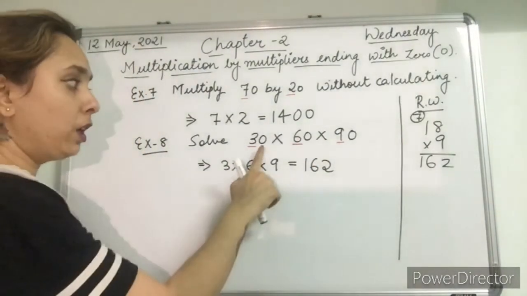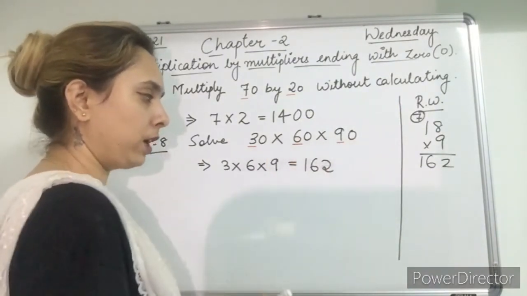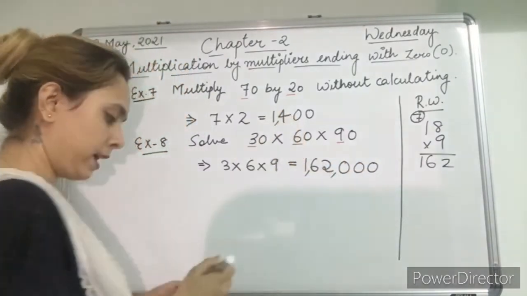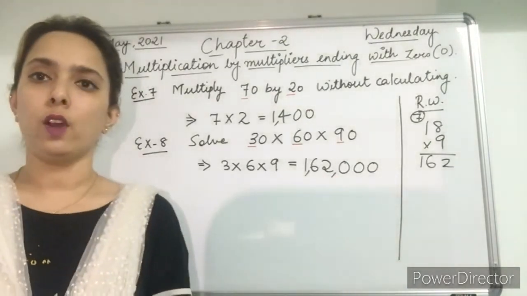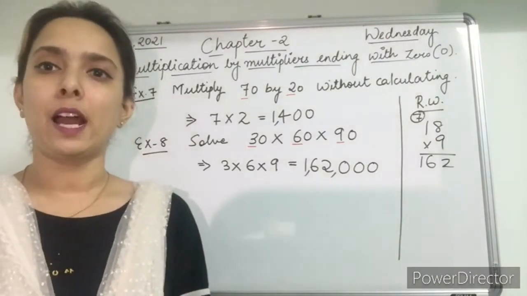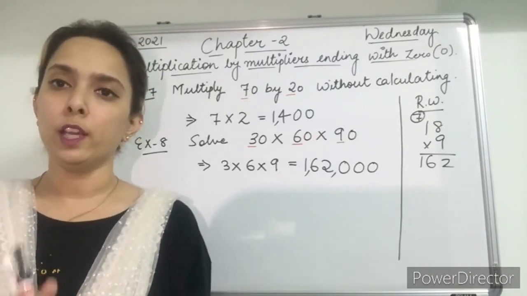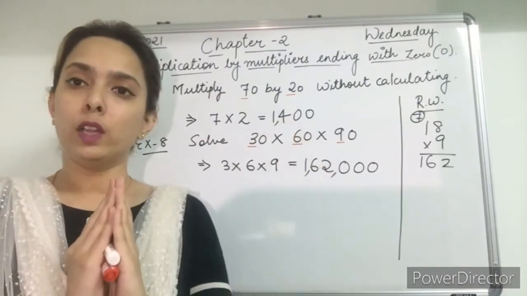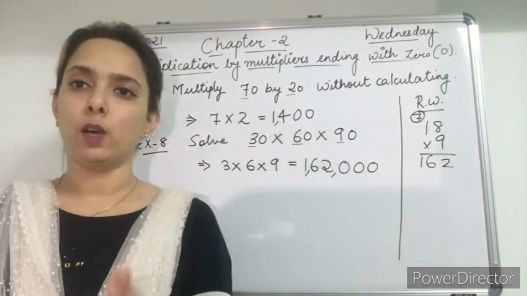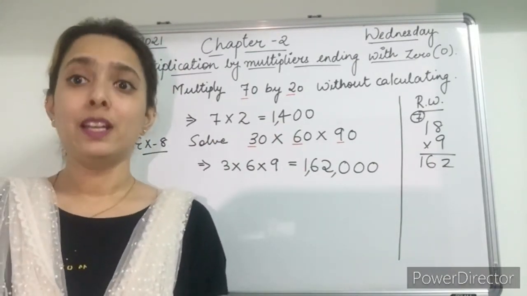Now we count the number of zeros: 1, 2, 3. So here we have 3 zeros. Simply put 3 zeros, and commas also. This is the way of multiplying two numbers when the numbers have zeros in them. So every time zeros are given in the question, first multiply all the non-zero digits, then count the number of zeros on both sides and simply write down that number of zeros in the answer. Let's come to the next topic.